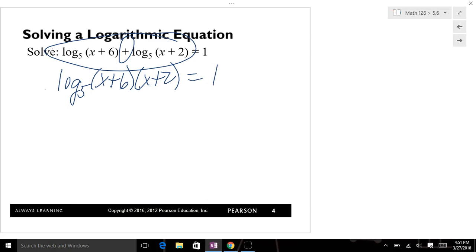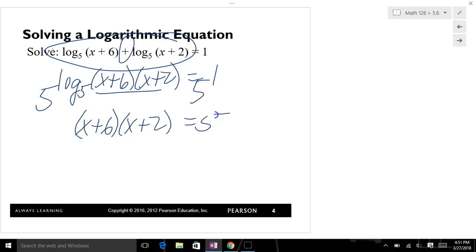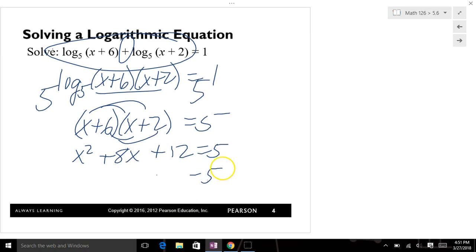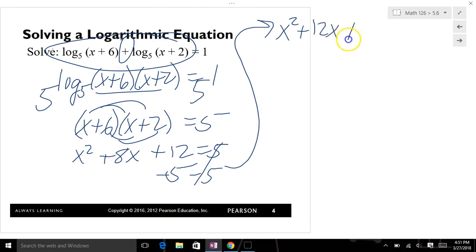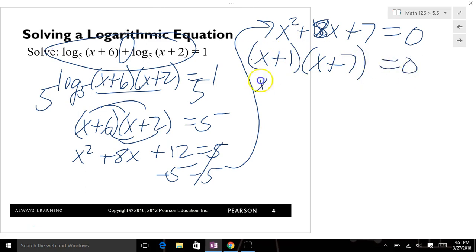And we got a log base 5, so we're going to undo it with 5 to the power on both sides, and that'll bring that down, if you will. It'll undo it. x plus 6 times x plus 2 equals 5. Now we're just solving a quadratic, so we got x squared plus 2x plus 6x plus 12 equals 5. Solve this quadratic. So we've got x squared plus 8x plus 7 equals 0. Go ahead and factor that. x plus 1, x plus 7. So x could be negative 1, could be negative 7.